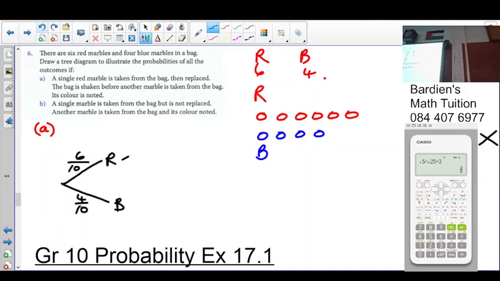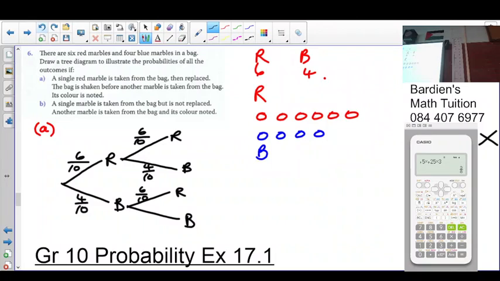So if I do the second row, what's my options? Red or blue? What are my probability for red? 6 out of 10. Probability for blue? 4 out of 10. If I draw blue on the first row, what's the probability? So we got again options of red or blue. What's the probability again for red? 6 out of 10. Yeah, you guys understand?